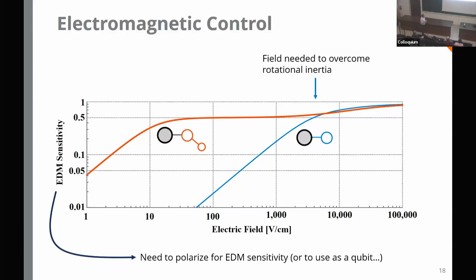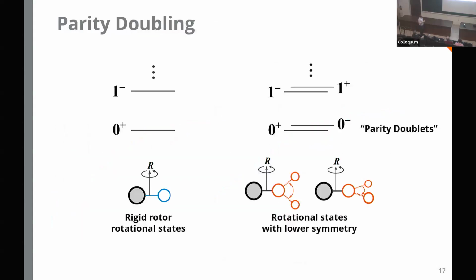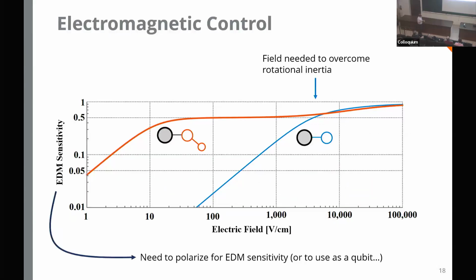And in a rigid rotor diatomic, that means you need a fairly large field. In these more complicated lower symmetry molecules, you only have to apply a field that's large enough to overcome this moment of inertia difference between these two symmetry lowered states, which is much smaller. So you can align them in relatively small fields. So this is what we're going to use to realize electromagnetic control in these molecules.